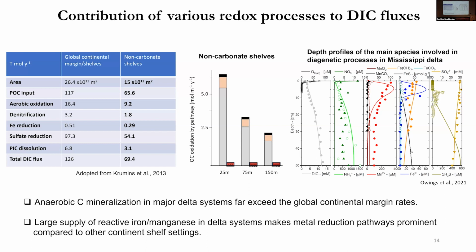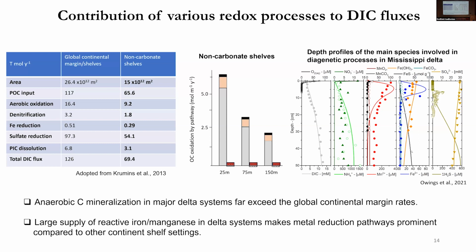But one of the downsides of this model is it may not be super applicable to many of these delta systems, because these delta systems are not only driven by anaerobic respiration where sulfate reduction is the big factor, they also have a lot of iron and manganese coming into these systems.